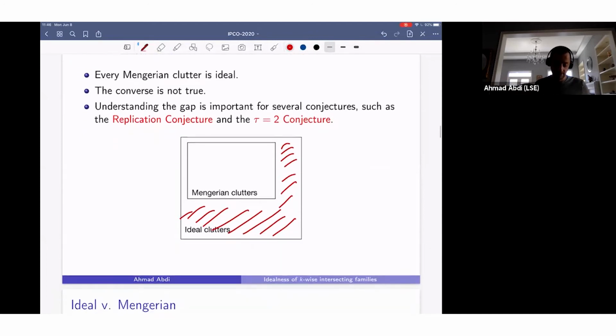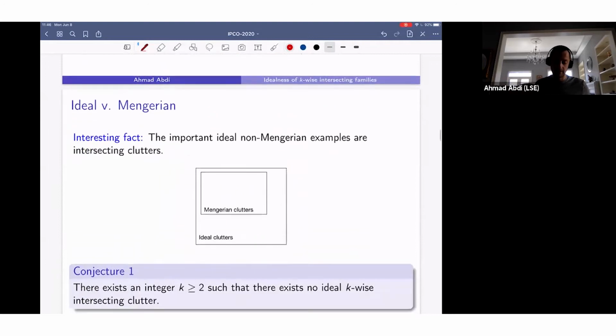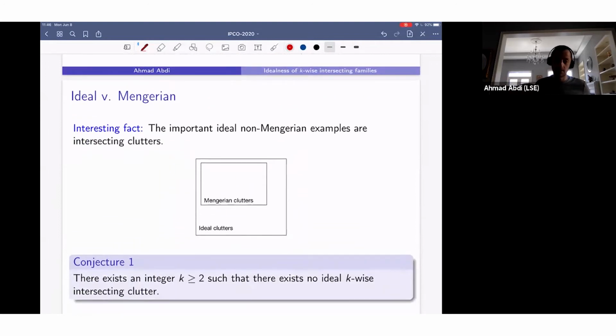And one interesting fact is that the important ideal non-Mengerian examples that you can come up with, the important ones that are known, are all intersecting clutters. So you could look at the class of intersecting clutters in this Venn diagram. It would be disjoint from Mengerian, but it does intersect the ideal set. And all the interesting examples are here.